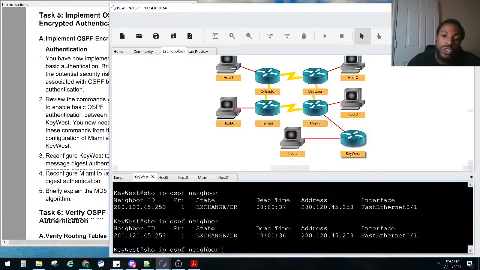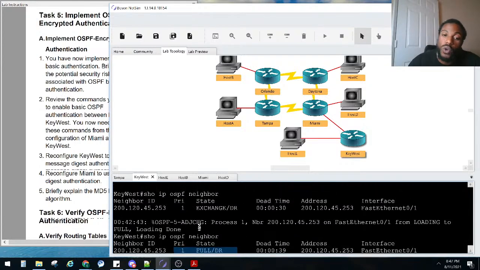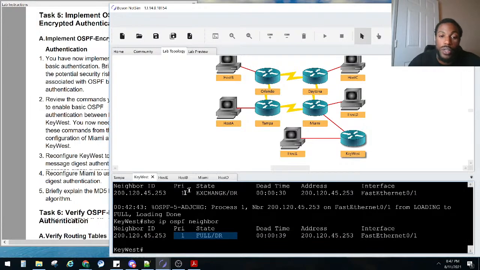Exchange. It looks like it's stuck in exchange now. And now it's full. See there? So we had to bounce that interface. That's really interesting. So now it's full. You see that? Now he's a neighbor. So now we go to Miami.